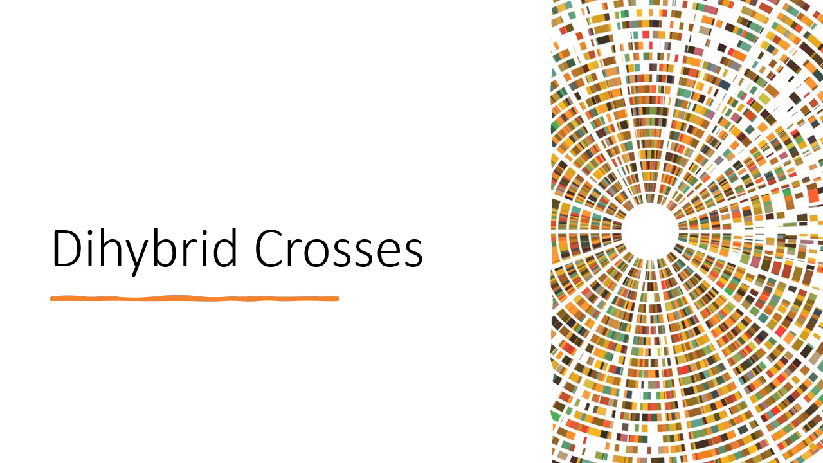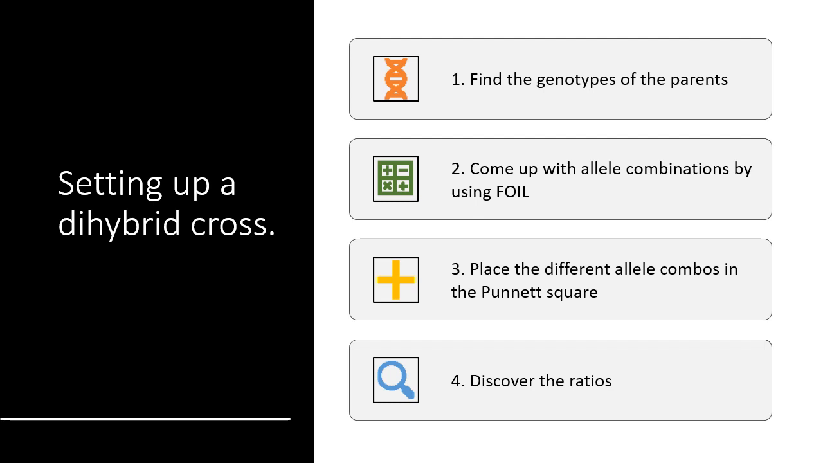Today we're going to be looking at dihybrid crosses, which is looking at a cross or a Punnett square between two different traits. So we're going to look at what are the possible offspring that you can get with different combinations of two traits. Setting up a dihybrid cross is a little bit different than a monohybrid cross. So here's how it works.